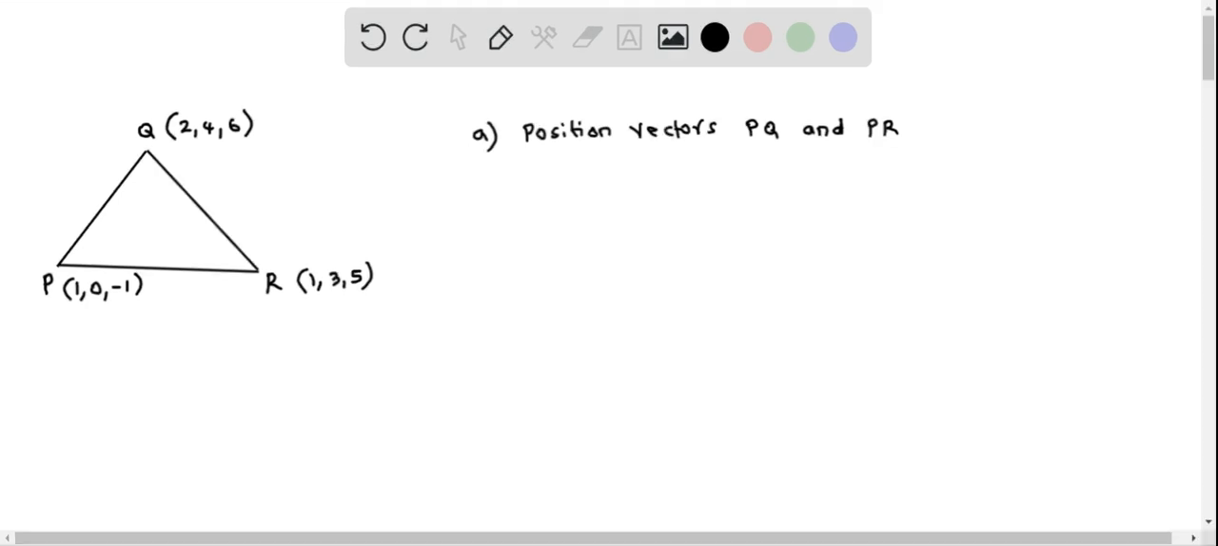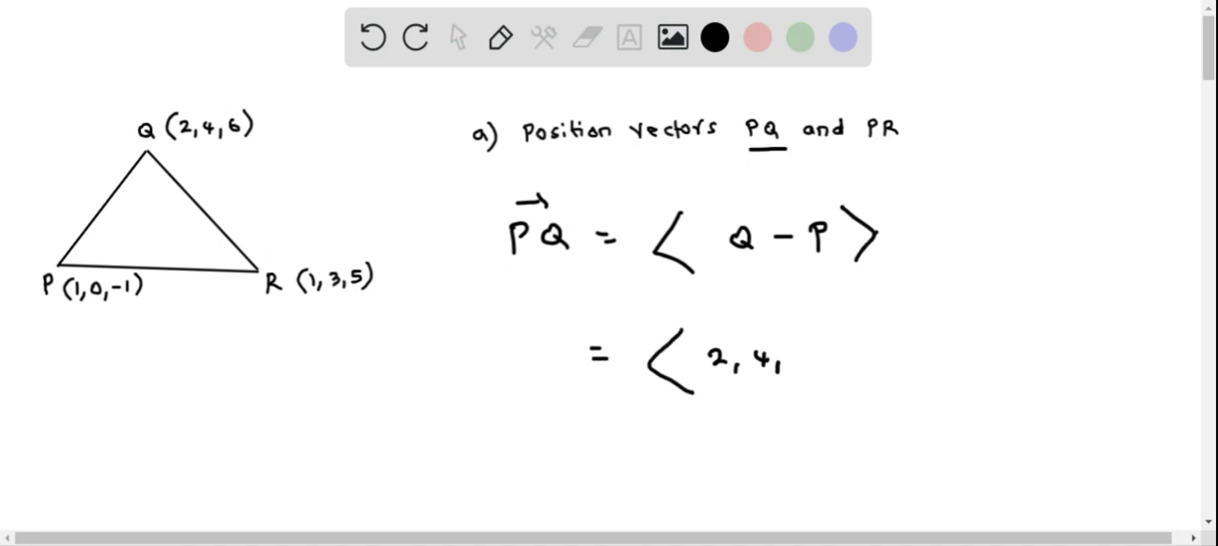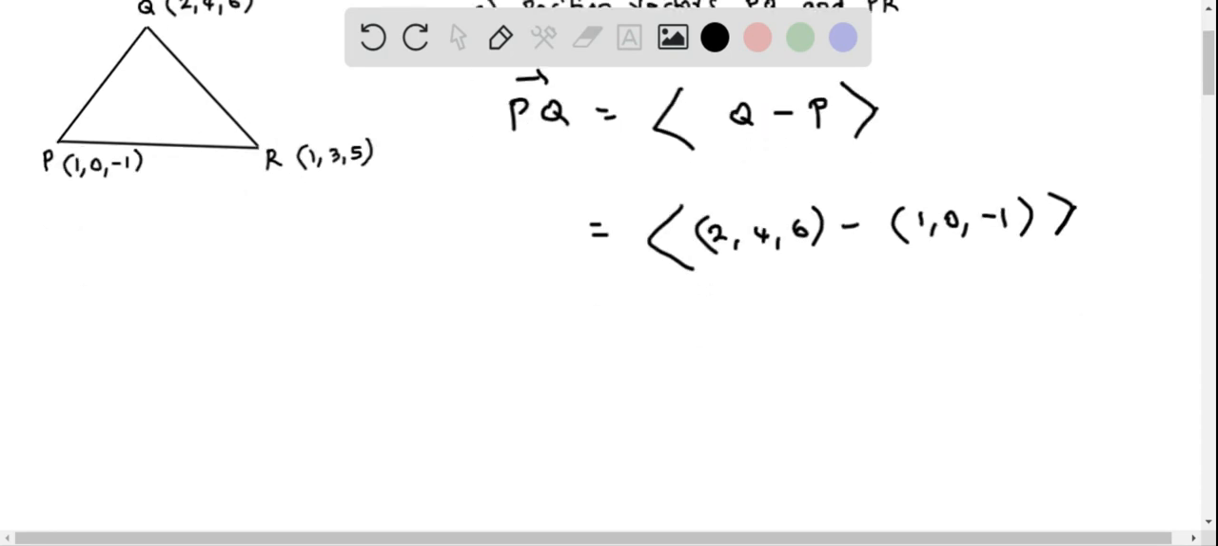In part A, we determine the position vectors PQ and PR vector. So first, let's determine the position vector PQ. We write the PQ vector, and this equals the point Q minus point P. And so this equals, we replace point Q as 2, 4, 6, minus the point P is 1, 0, minus 1. So here we do the corresponding subtraction of the components.